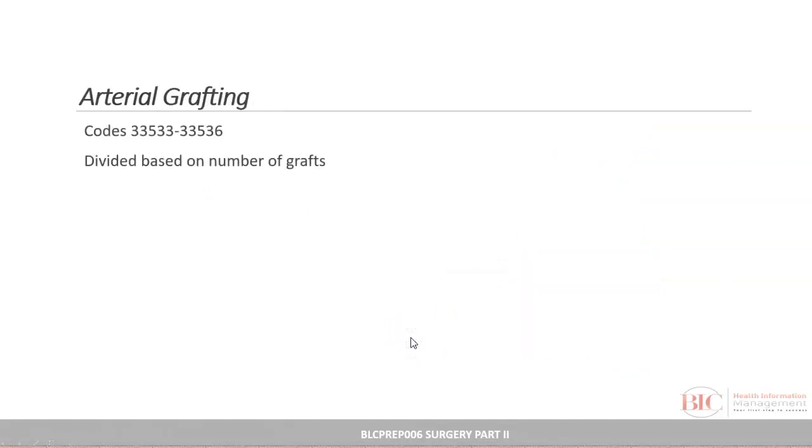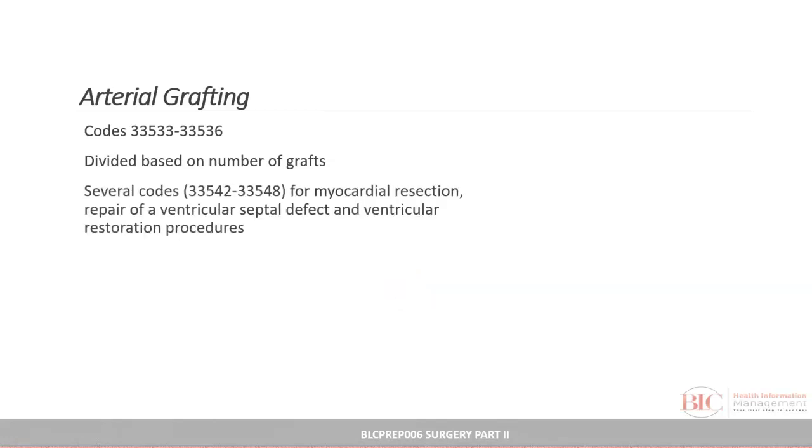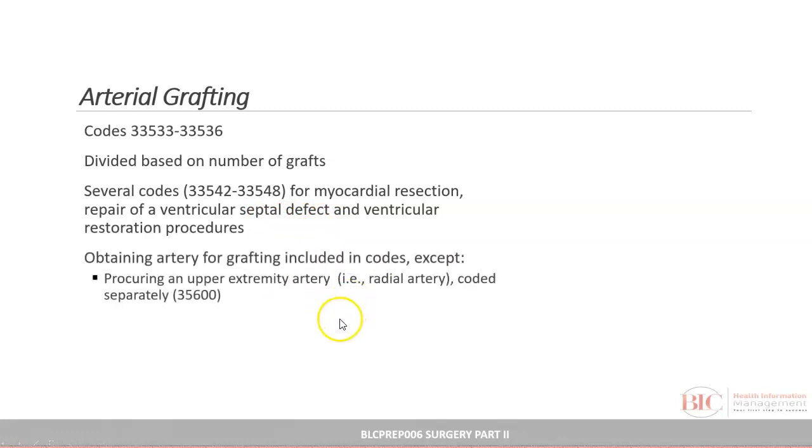Example here, they did 3 venous grafts. So your arterial grafting, again, your range of codes are 33533 to 33536. They are divided based on the number of grafts. Several codes, 33542 to 548, are for myocardial resection, which is repair of a ventricular septal defect and ventricular restoration procedures. Obtaining an artery for grafting is included in the codes, except if they're procuring an upper extremity artery, like a radial artery, then you would code it separately.